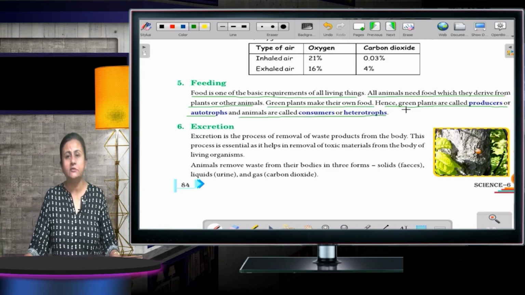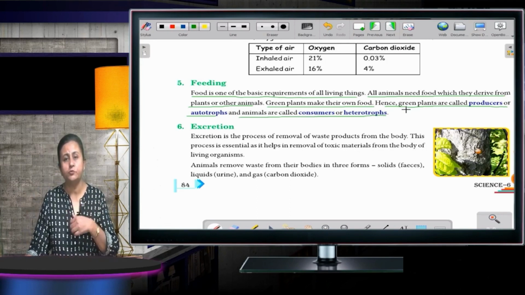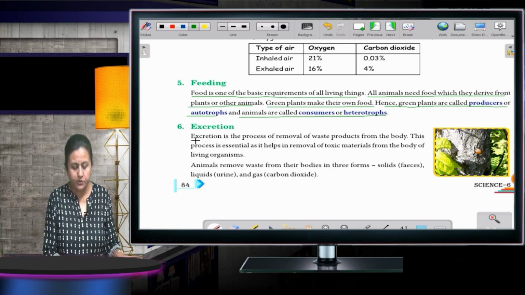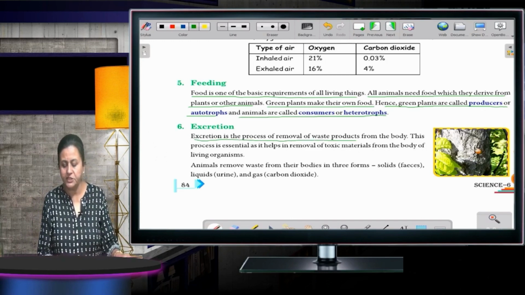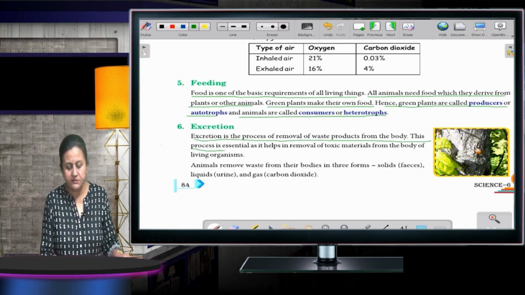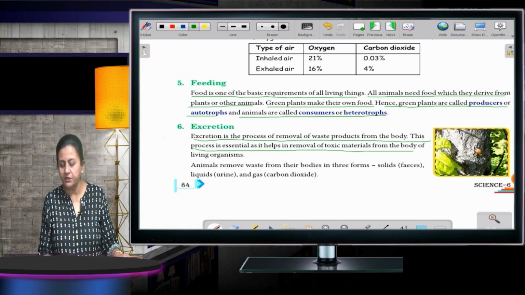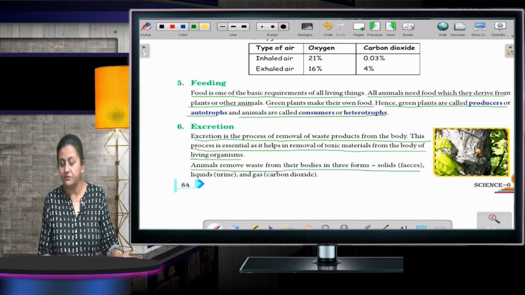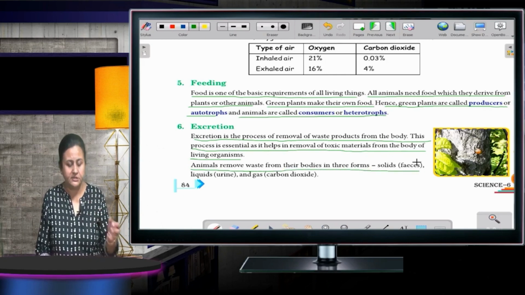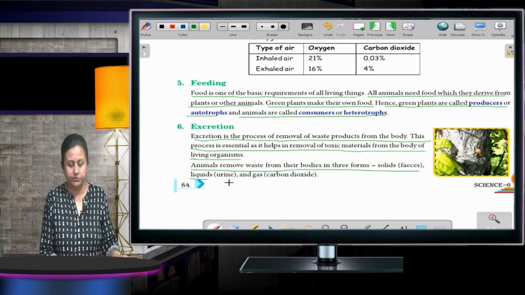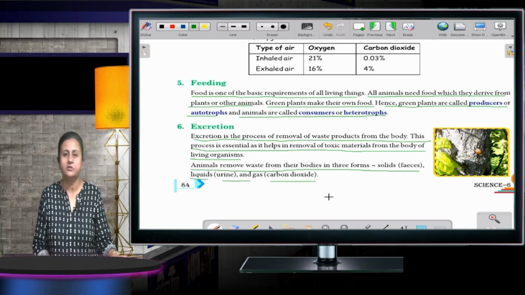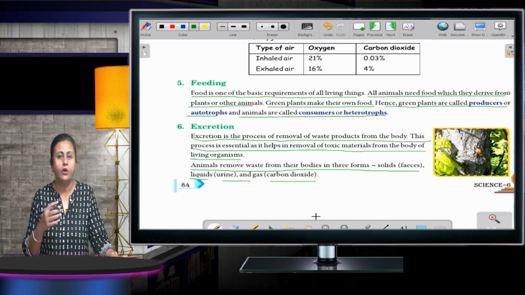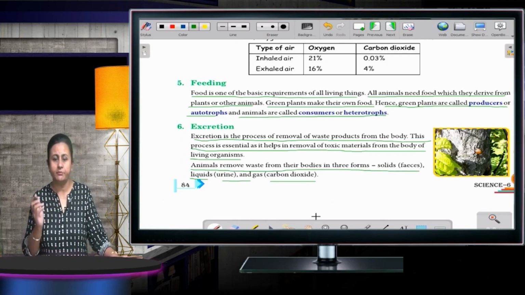Now, excretion. The food which we have eaten has to be taken out also. The waste has to come out from the body. Excretion is the process of removal of waste products from the body. The process is essential as it helps in removal of toxic materials from the body of living organisms. Animals remove waste from their bodies in three forms. Solid form, that is faeces. Then liquid form, that is urine, and gas, that is carbon dioxide. These are the three different methods by which all the waste comes out from the body.